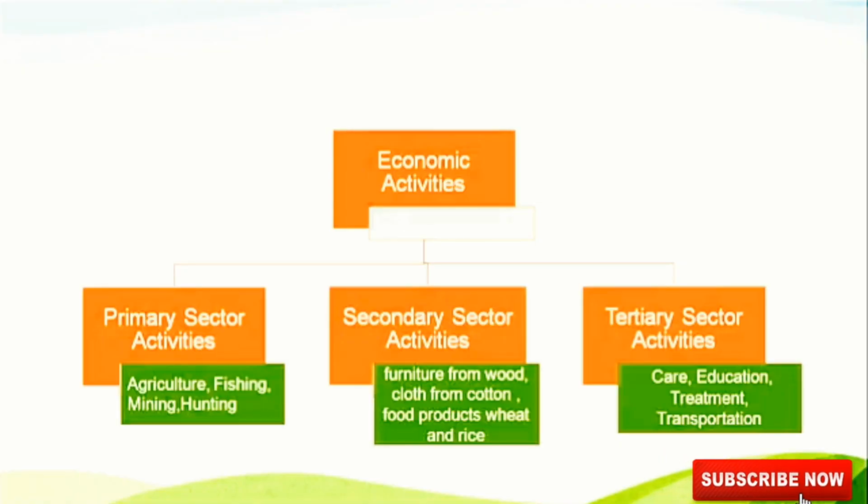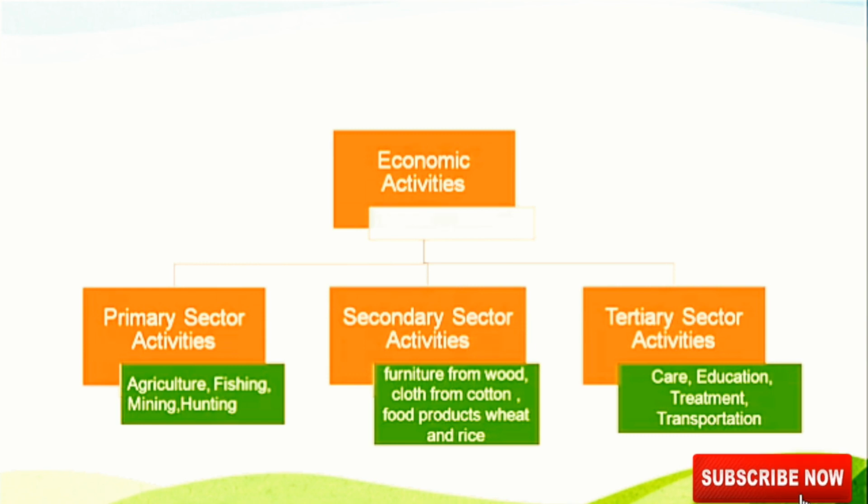Economic institutions regulate certain economic activities. These activities are related with different sectors of the society, for example, primary sector, secondary sector and tertiary sector. Primary sector activities are those activities which help in the production of raw materials. For example, agriculture, fishing, mining and hunting.